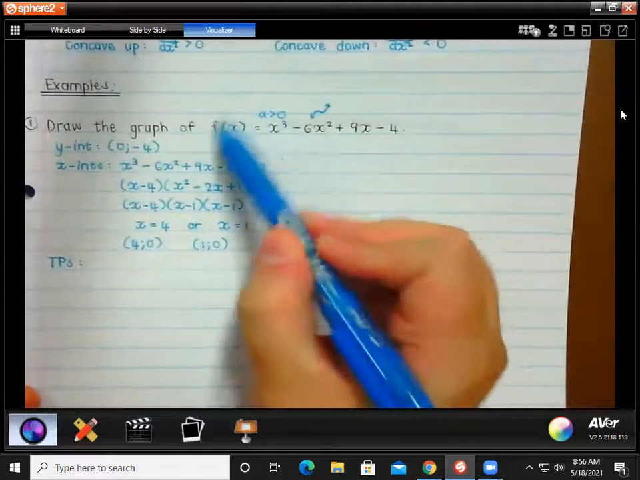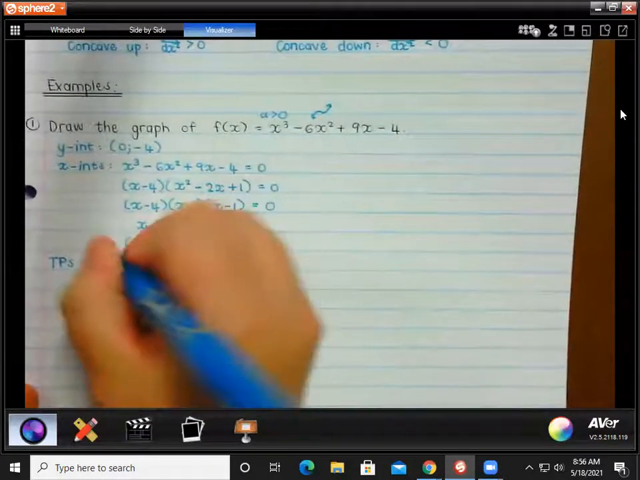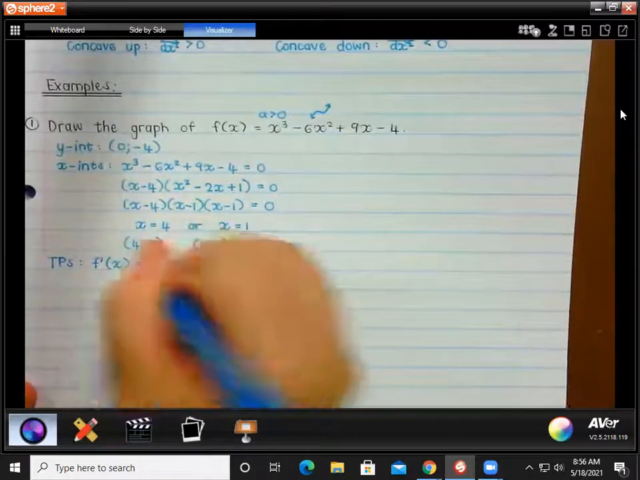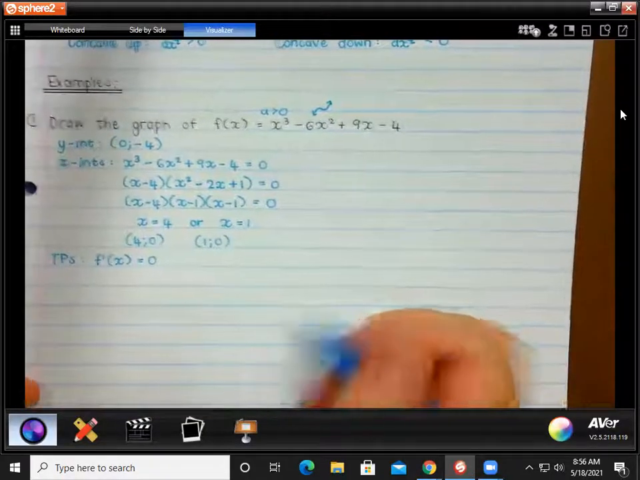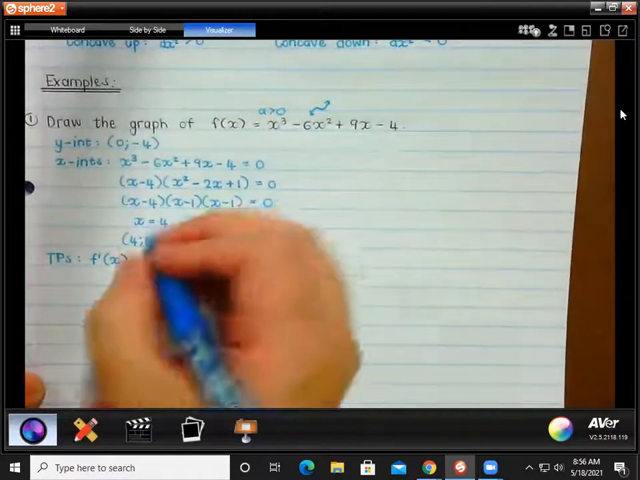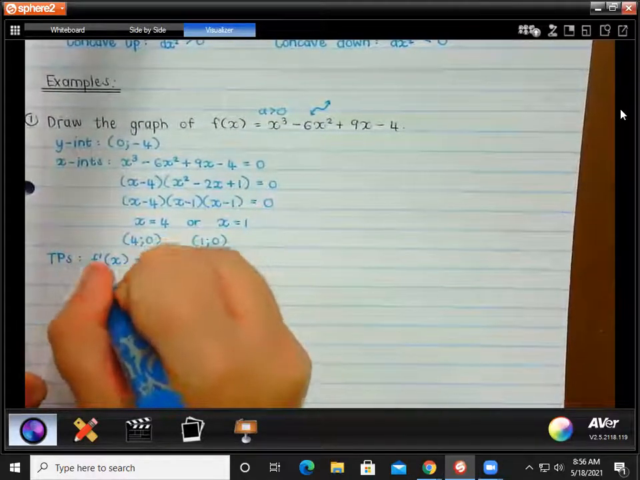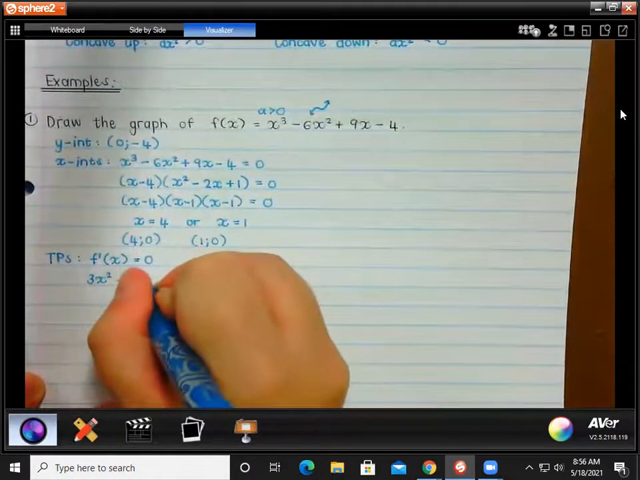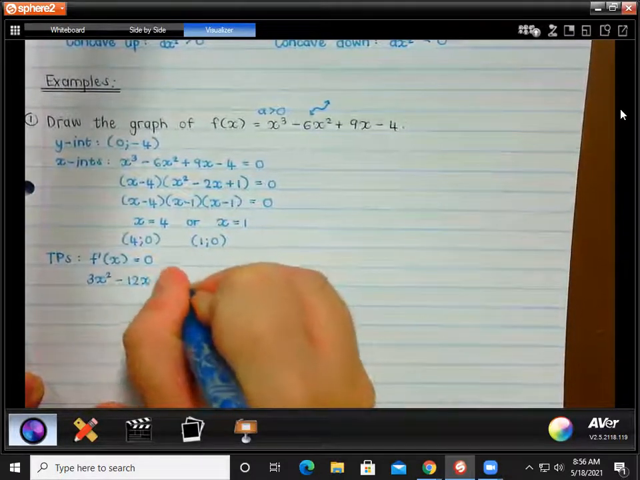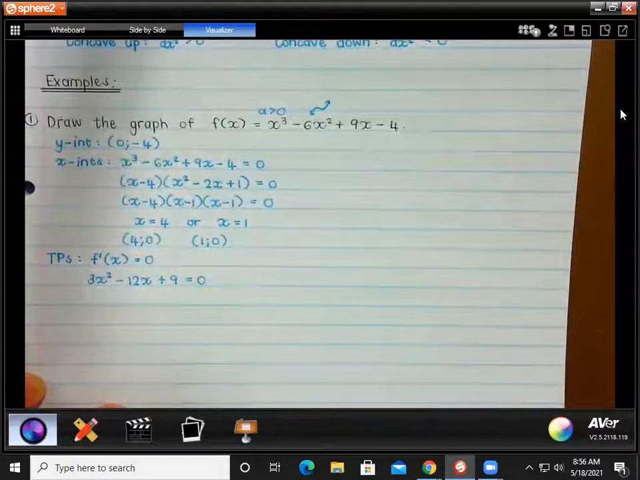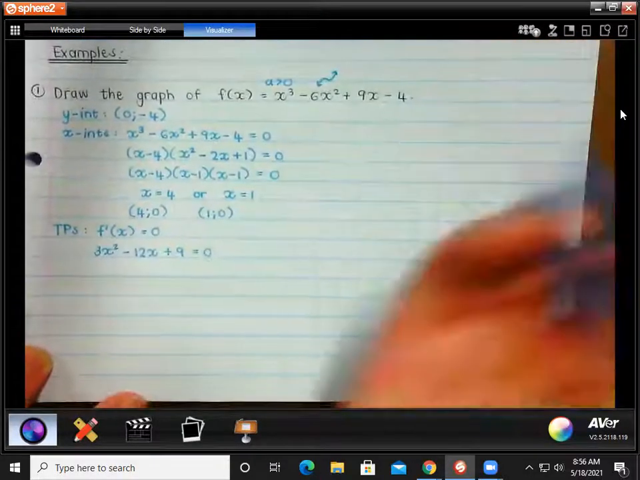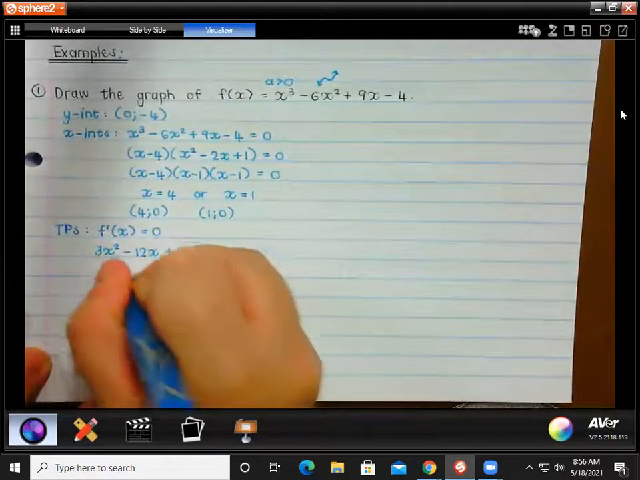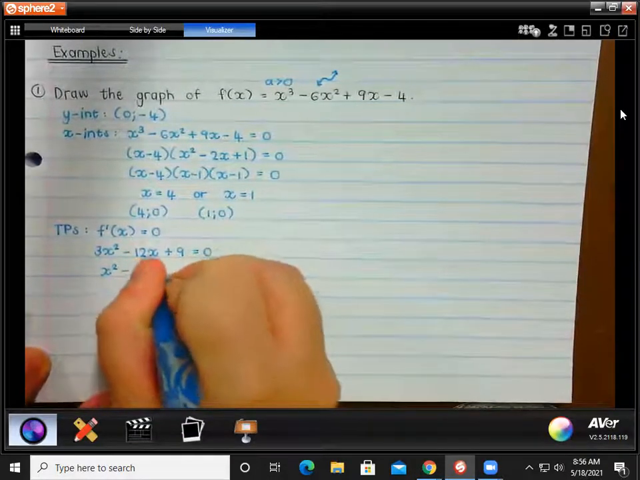Now, because we've written it as f of x, we can write f dash x. So f dash x must equal 0. So the derivative of x cubed is 3x squared. The derivative of minus 6x squared is minus 12x. And then plus 9 equals 0. Then I'm just going to divide through by 3. Is that fine with everyone? So x squared minus 4x plus 3.